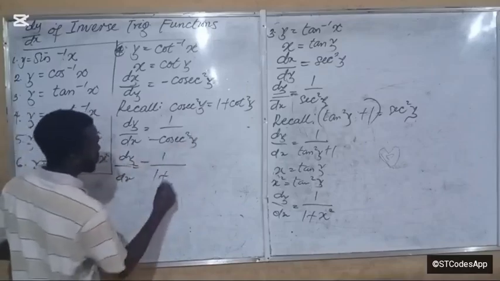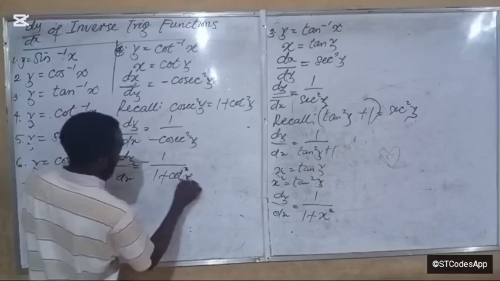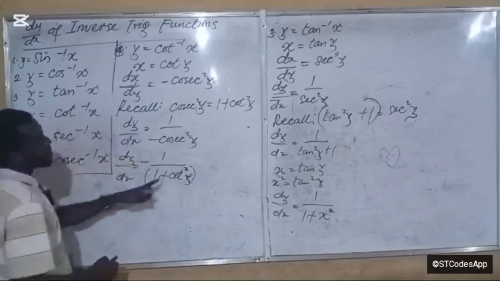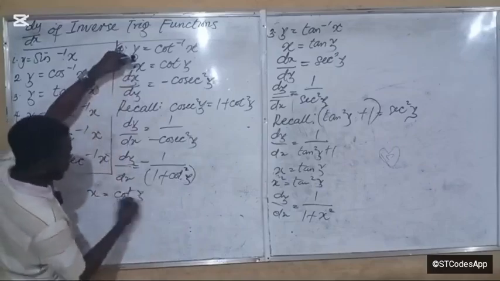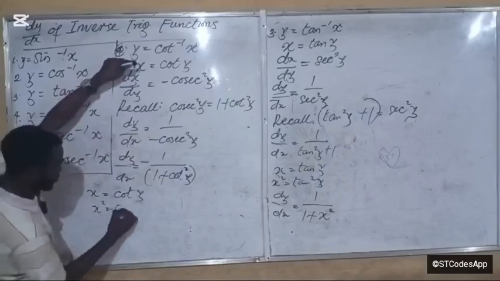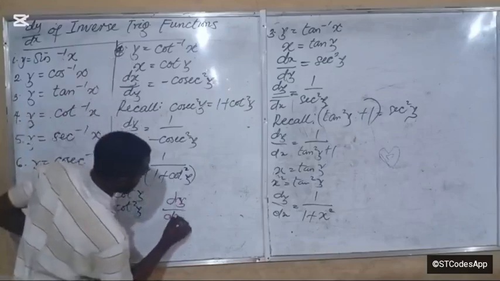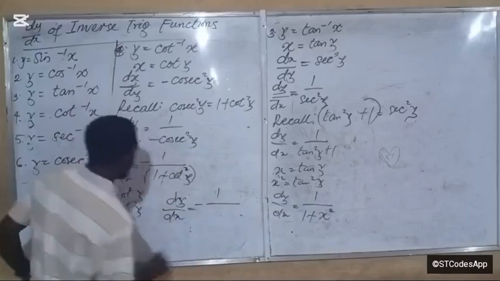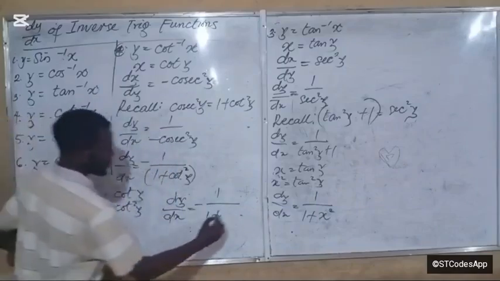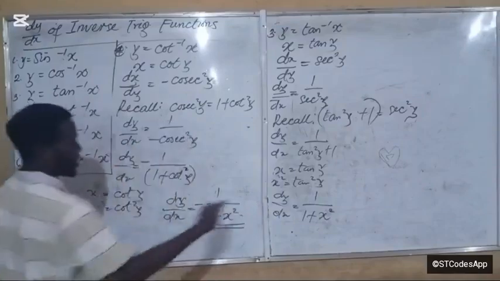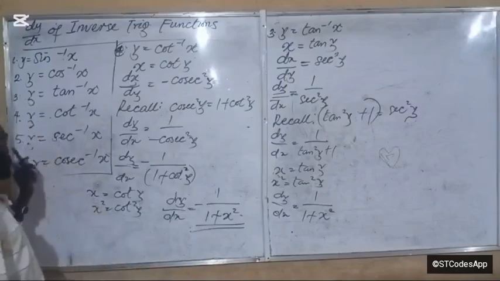And cosec squared y is already this. So dy/dx will be equal to negative 1 over, we should not forget our negative, cosec squared y becomes 1 plus cot squared y. Okay? And x from the beginning is cot y. So if x is cot y, then x squared will be cot squared y. So we can therefore say that dy/dx is equal to negative 1 over 1 plus, what is cot squared y? That is x squared. And that will be the answer.